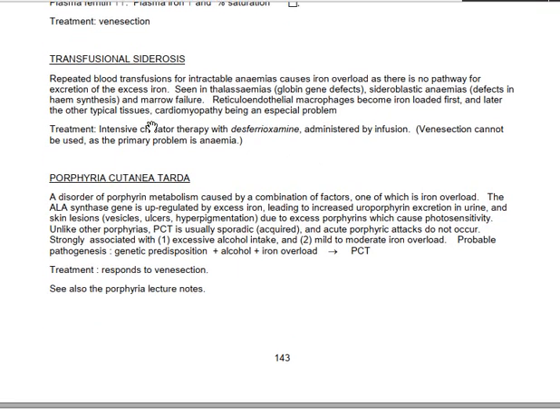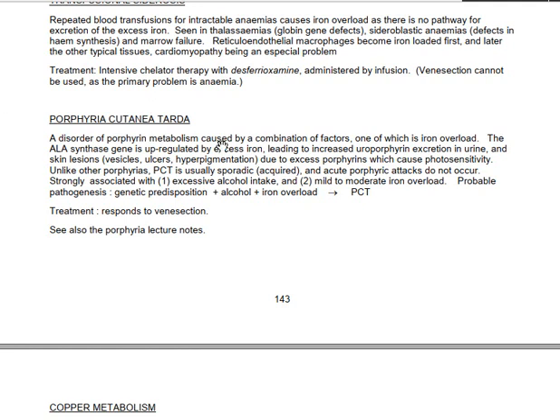Is it clear? Now porphyria cutanea tarda is another disorder related to iron metabolism. Porphyria cutanea tarda is a disorder of porphyrin metabolism that is caused by a combination of factors, one of which is iron overload. The treatment is venesection. Is it clear? And the best notes will be seen on porphyrias.